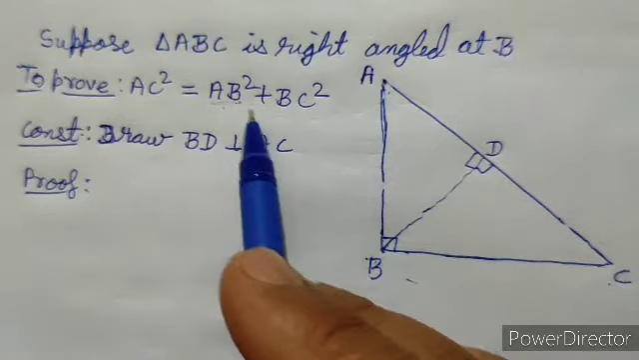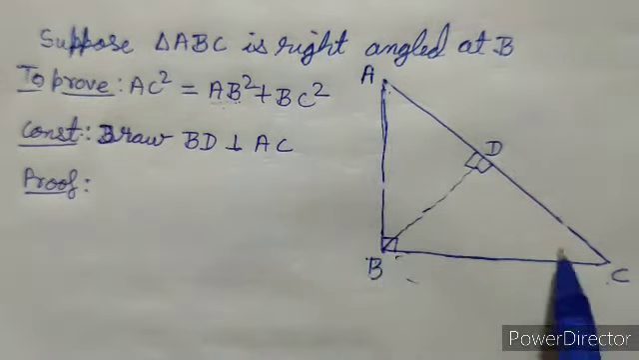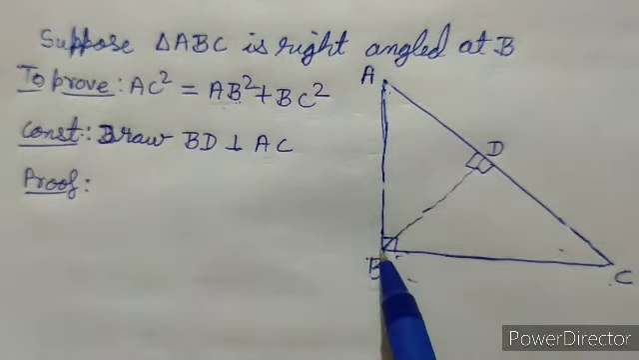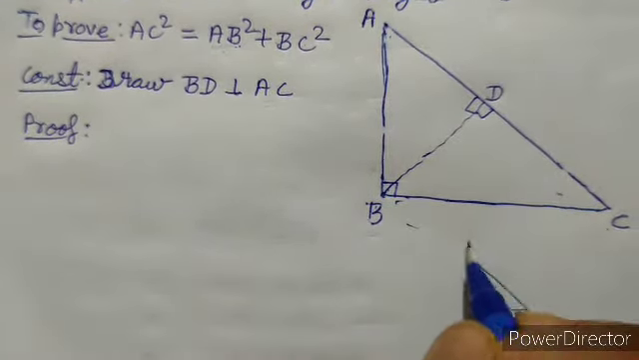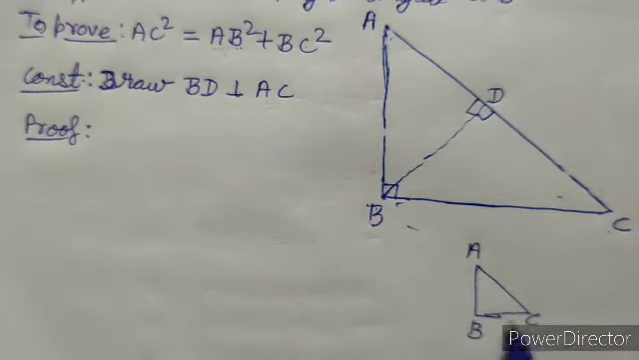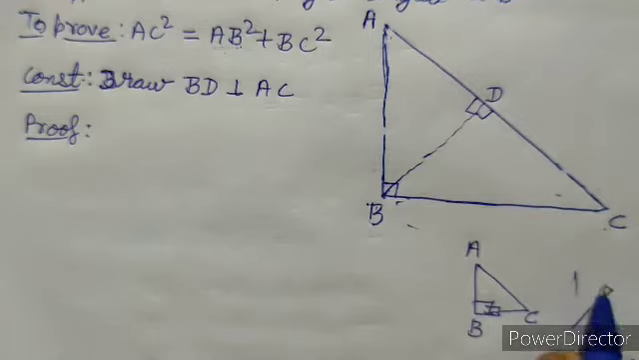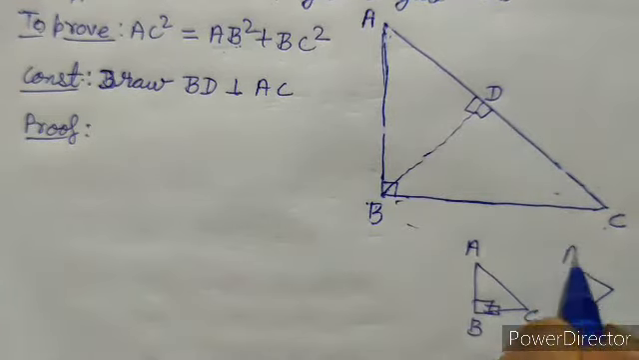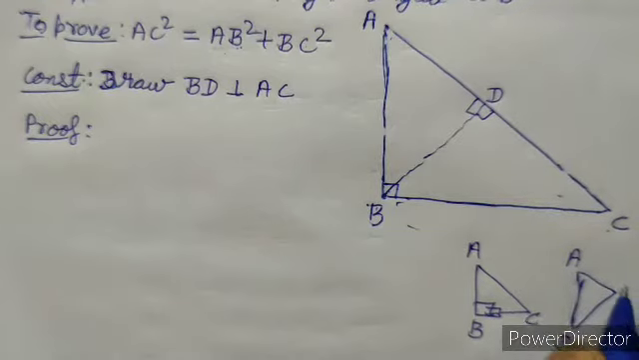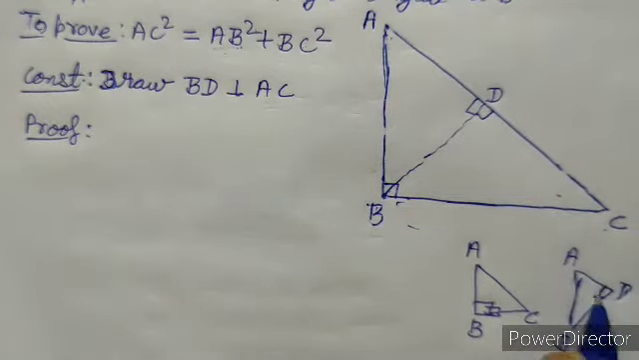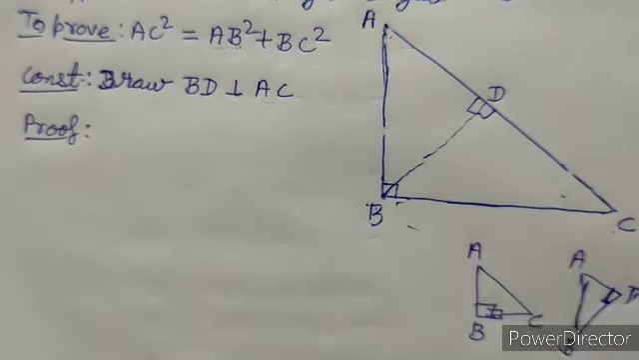and then prove that those two triangles are similar. Now if we see, AB is a side of triangle ABC and triangle ABD. So we will prove that these two triangles are similar.